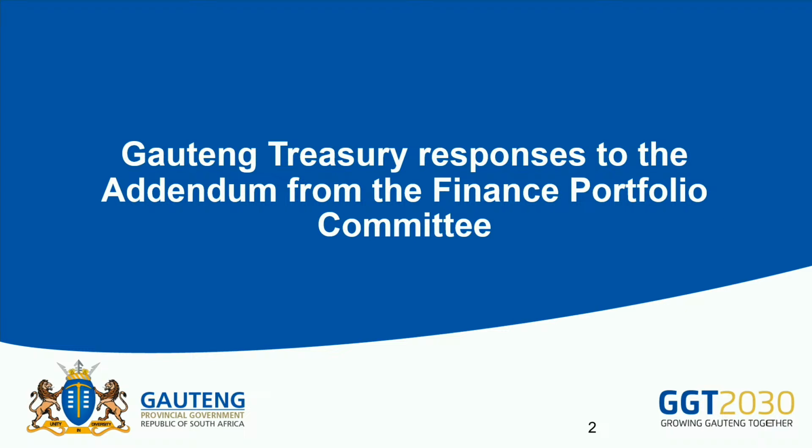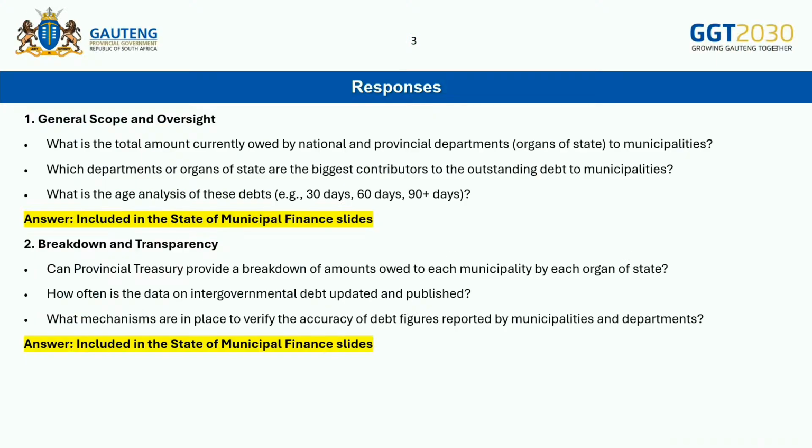Chair, so in terms of the presentation, I'm going to deal with the responses to the addendum from the Finance Portfolio Committee. Some of that, Chair, will obviously follow in the slides related to the district and the extract on the state of municipal finance. Chair, just in terms of the general scope and oversight, the questions that were posed to us related to debt currently owed by national and provincial organs of state to municipalities. We were also asked which departments or organs of state are the biggest contributors to outstanding debt to municipalities. And then, Chair, we were asked to present an age analysis of these debts.